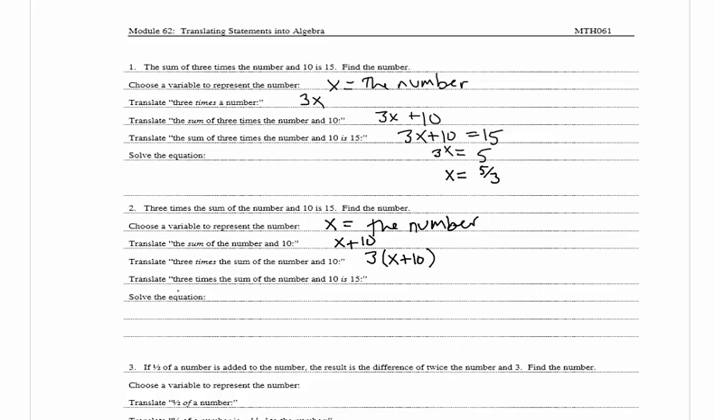And now we want to translate 3 times the sum of the number and 10 is 15. So we're going to have 3 times x plus 10 is equal to 15. And now we want to solve. So the first thing I'm going to do is divide both sides by 3. And if I do, I get x plus 10 is equal to 5. And now I can subtract both sides by 10. So I get x is equal to -5.